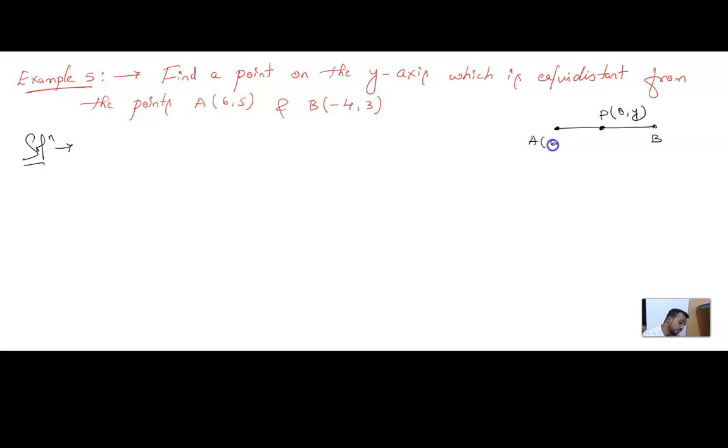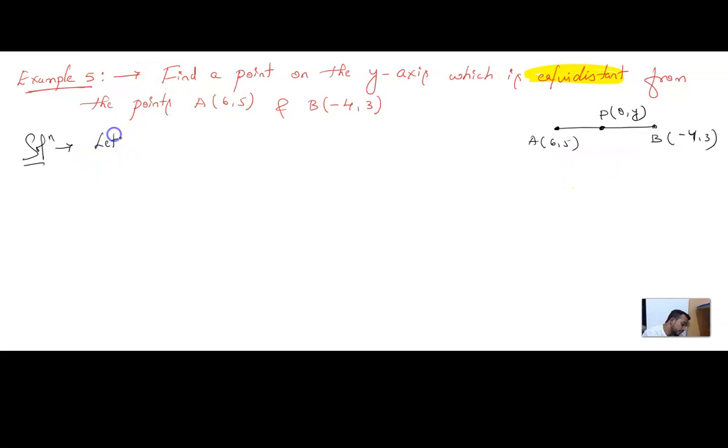Understood? The coordinates of A are 6 comma 5 and B are minus 4 comma 3. So he's already mentioned in the problem to find a point on the y-axis. The condition is y-axis, and what is it saying? They are equidistant from the points A and B. From P to A, how much distance is there? The same distance is there from P to B.